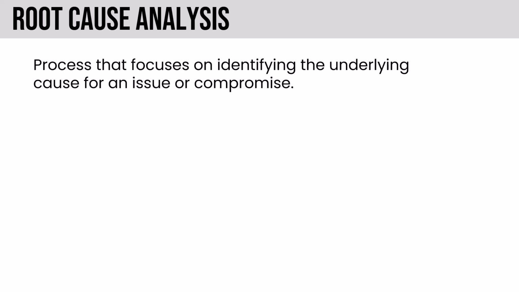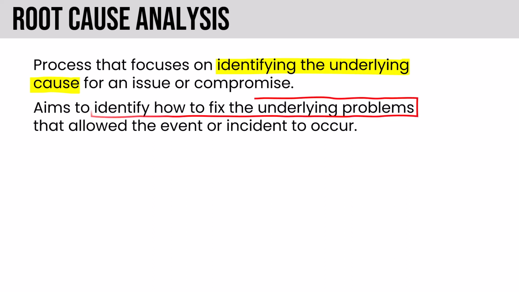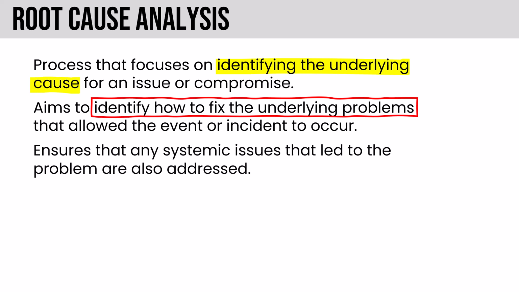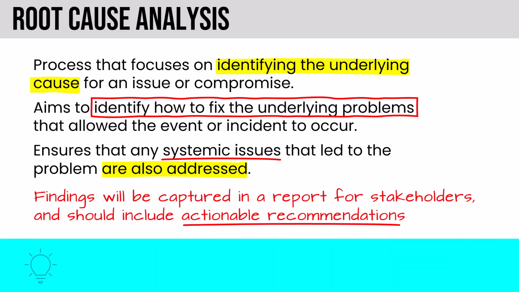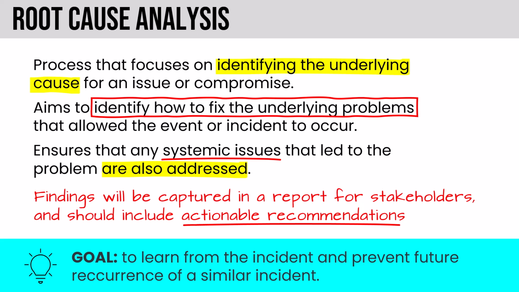Next, we have root cause analysis. This is the process that focuses on identifying the underlying cause for an issue or a compromise. It aims to identify how to fix the underlying problems that allowed the event or incident to occur in the first place. It ensures that any systemic issues that led to the problem are also addressed. Findings will be captured in a report for stakeholders and should include actionable recommendations. The goal is to learn from the incident and prevent future recurrence of a similar incident.